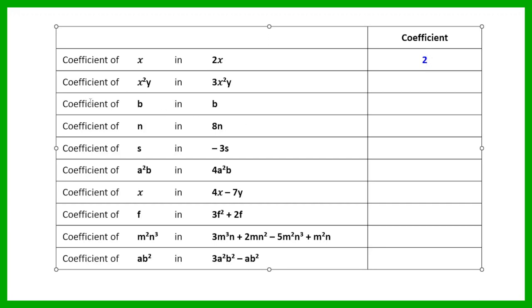For the next one, we're being asked to find the coefficient of x squared y in 3x squared y. So I've got x squared y, that's the variable part of that term, and then I've got 3, which is the coefficient. And then the next one, I need to find the coefficient of b in b. Now in this case, you can't see a number there, okay? But remember we learned that if you have a 1 multiplied by a variable, then you don't write the 1. So if you don't see a number in front, if you don't see a coefficient, it means that it is 1, like that.